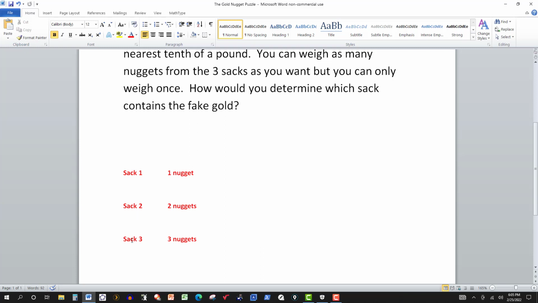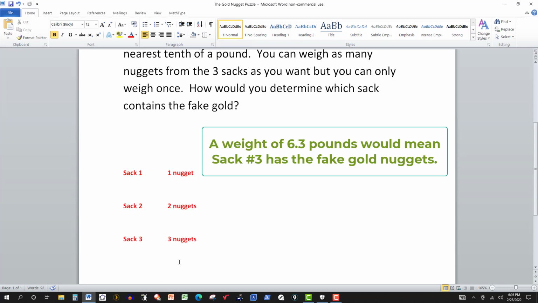And of course, in the same manner, if you got 6.3 pounds when you weighed all the nuggets together on the scale, that would suggest that the nuggets in sack number three weigh 1.1 pounds, since you got 6.3 pounds. And that's how you would determine which sack contains the fake gold.